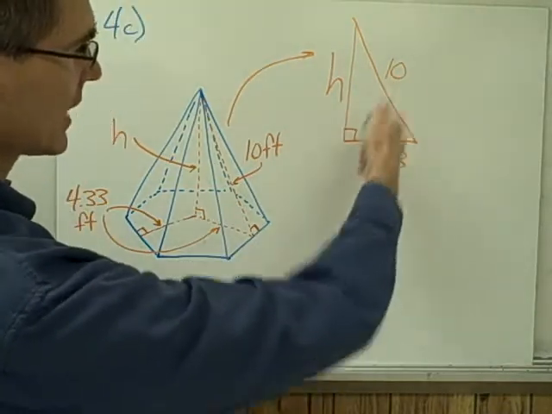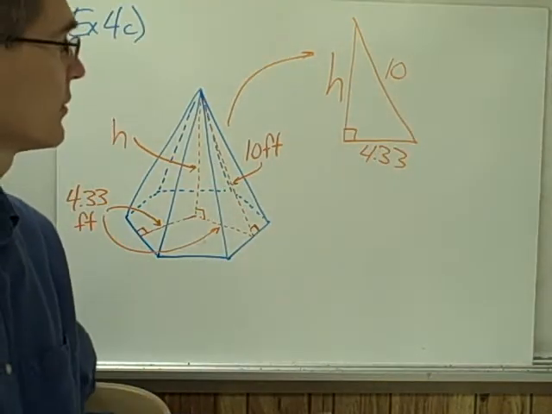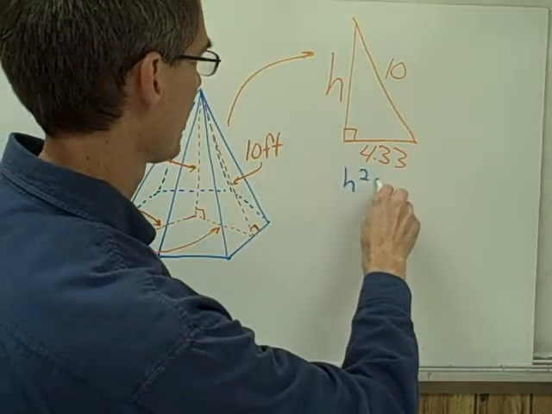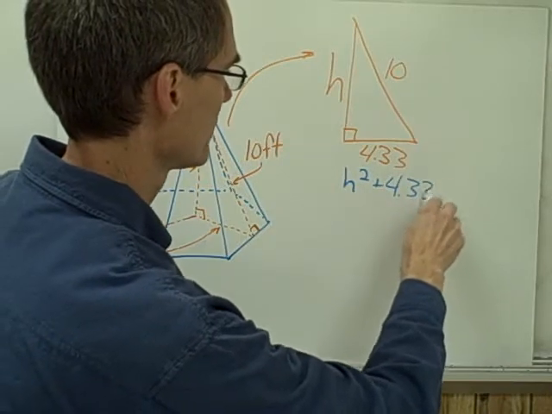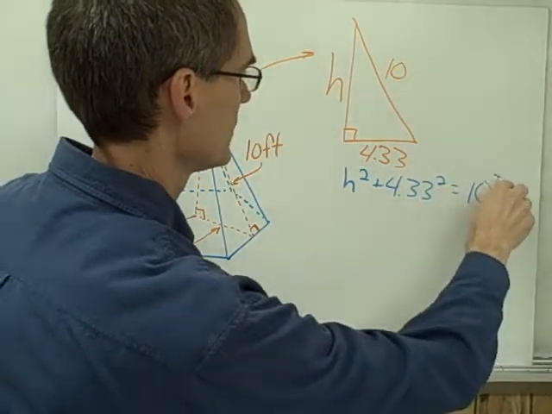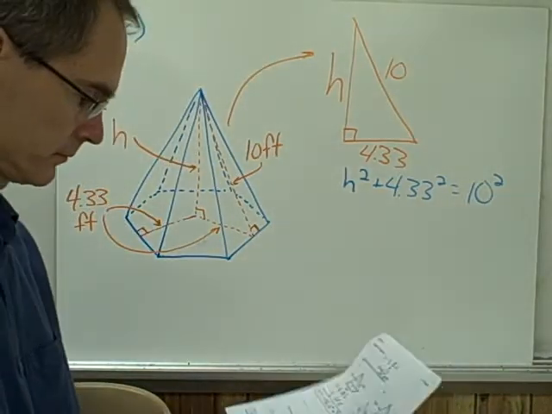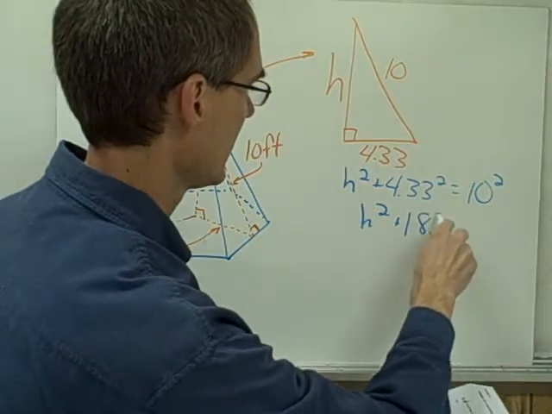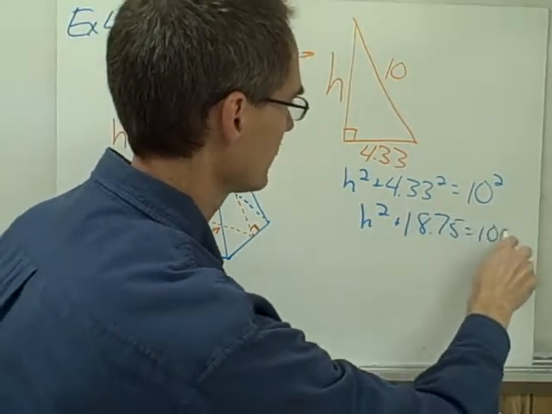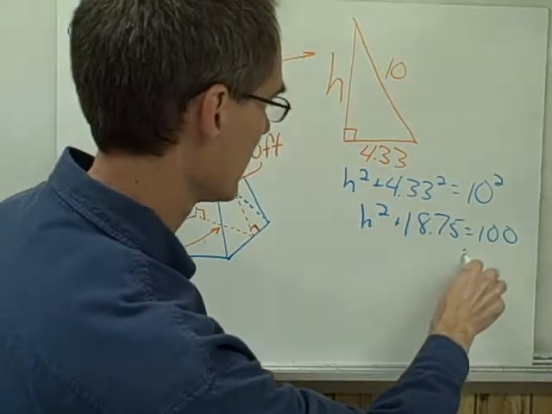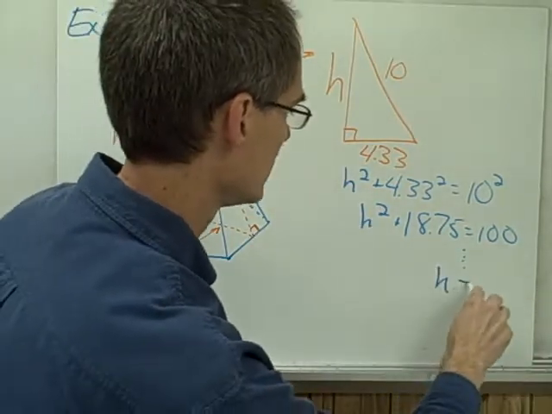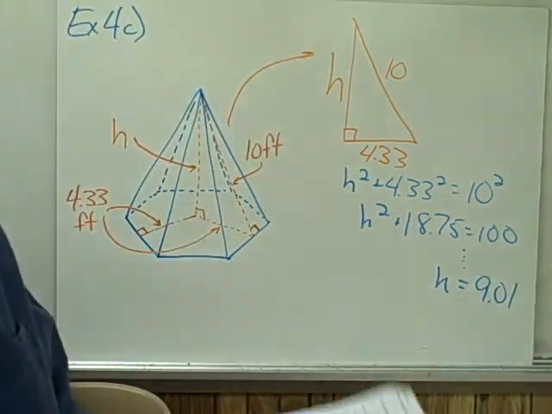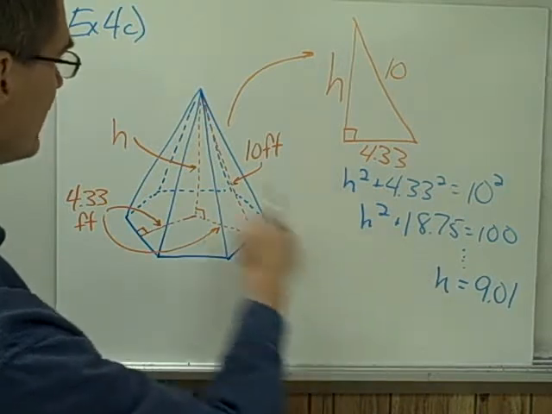Well, I've got a right triangle. I know 2 of my 3 sides. I can use the Pythagorean theorem. So h squared plus 4.33 squared equals 10 squared. And I get h squared plus 18.75 equals 100. And if you do the rest of that arithmetic, you should get h equals 9.01. Well, now I know the height of my pyramid.